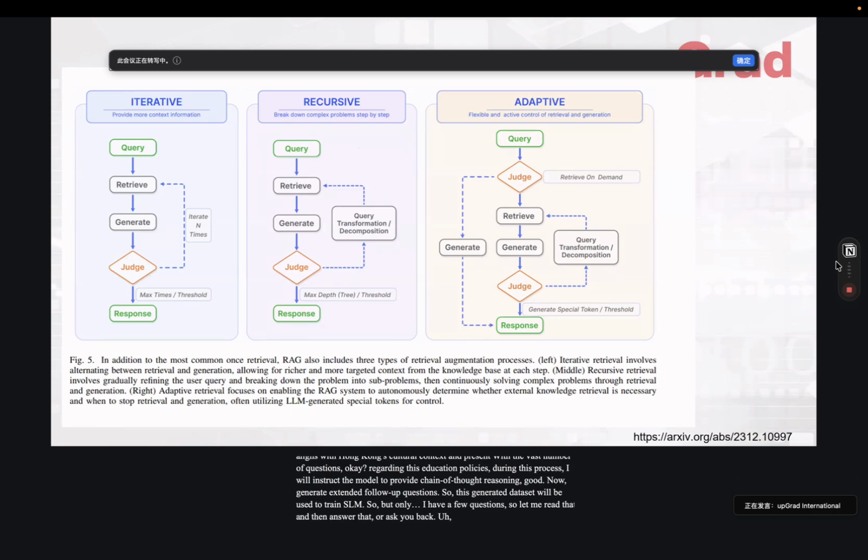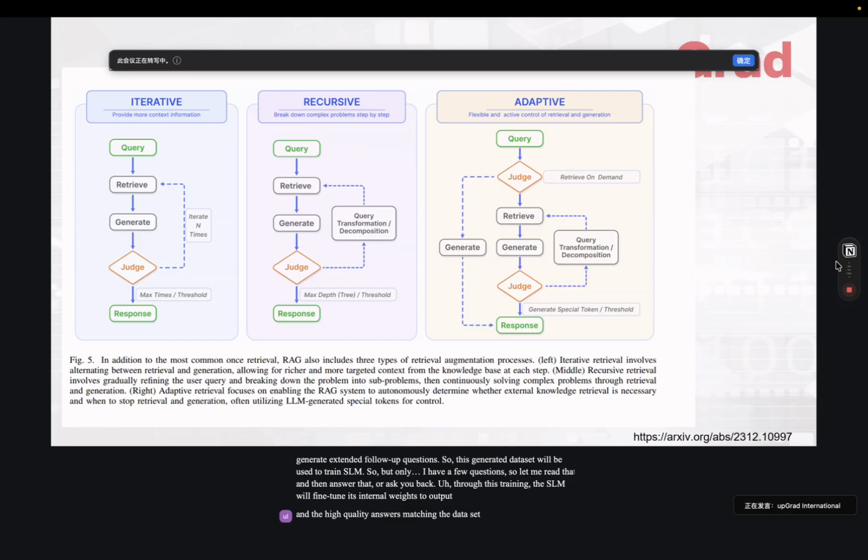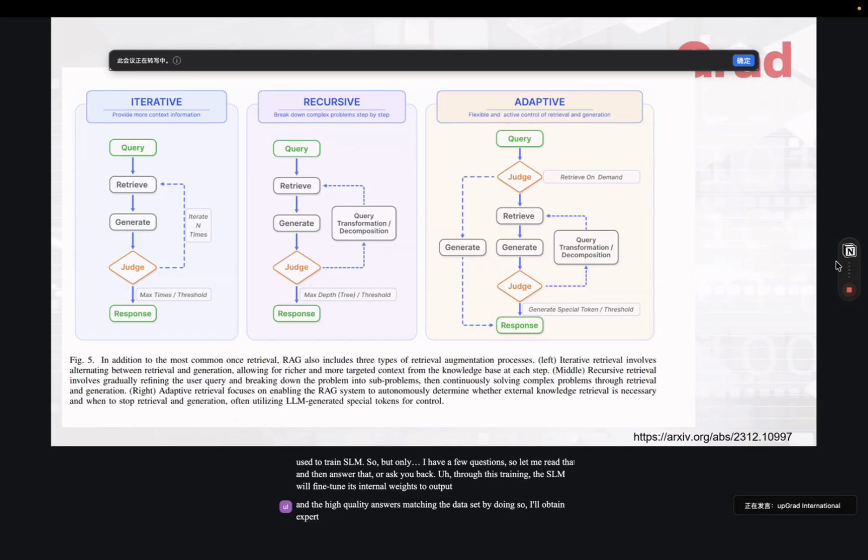Through this training, the SLM will fine-tune its internal weights to output high quality answers matching the data set. By doing so, I'll obtain an expert model capable. That means you are trying to update the weights. As of now, what we are talking about is not touching those weights at all.